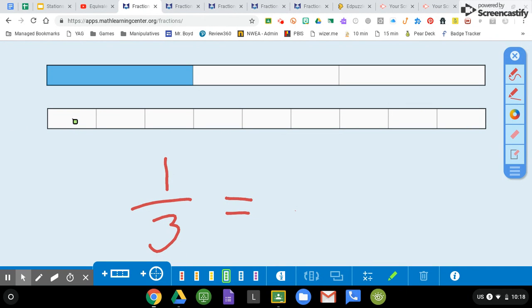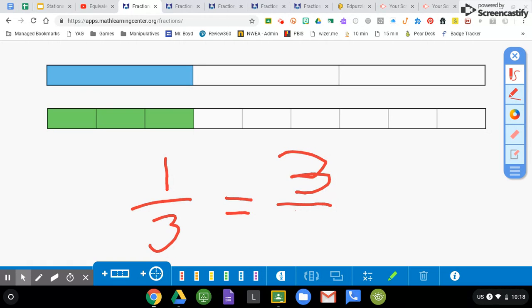In green now, I need to shade in 1, 2, 3 pieces in order to have the same amount shaded as I do in blue above. That means my numerator, that's the top, is going to be 3. Now, I ask you, what's the denominator gonna be?